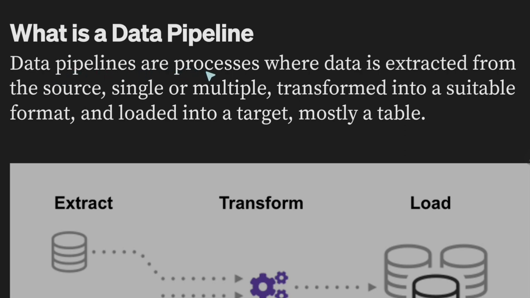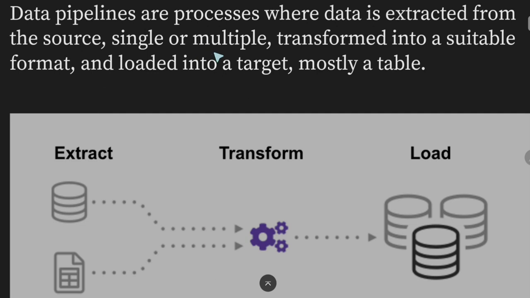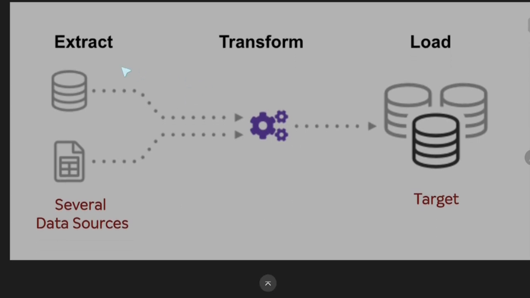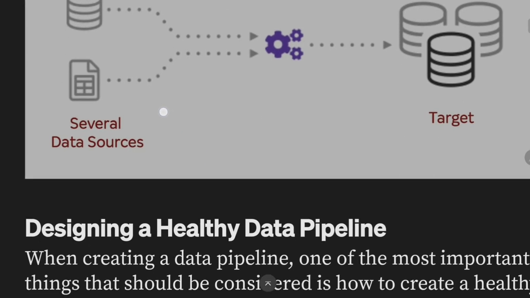Data pipelines are processes where data is extracted from the sources, single or multiple, transformed into a suitable format, and loaded into a target, mostly a table. So we extract some data from several sources, we transform them and load them into a target.